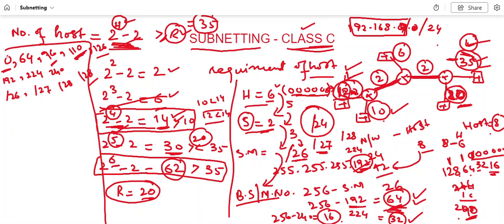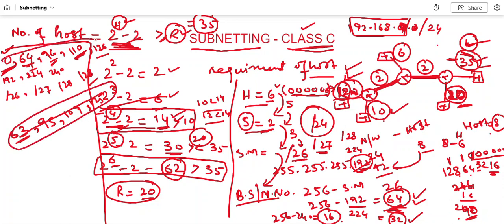The last point that we have to understand is the usable IP addresses in between the network address and broadcast address. So broadcast address, as we have studied in our previous lecture, is the next network minus 1. So for zero network we have 63 as the broadcast address. For 64, 96 minus 1, that will be 95. For 96, 109, and for the next network similarly 125. These all are the broadcast addresses for these networks.